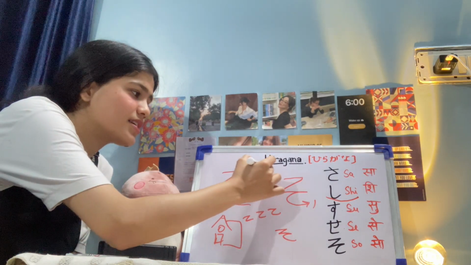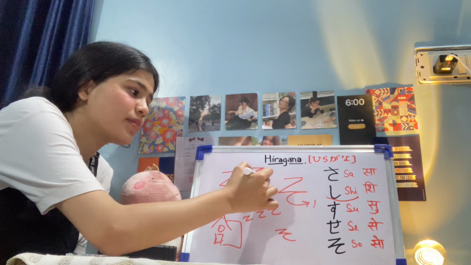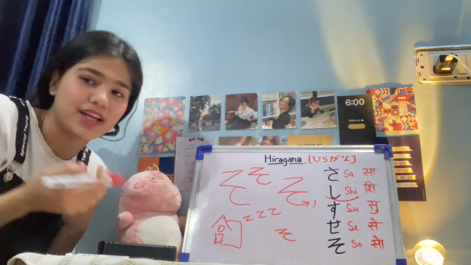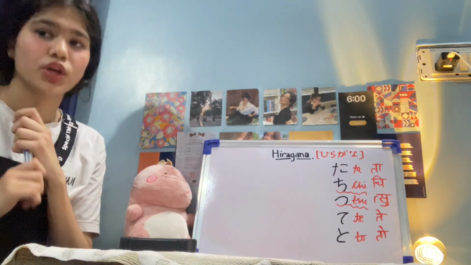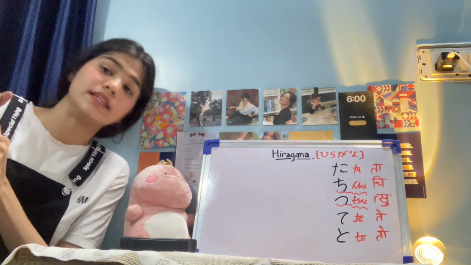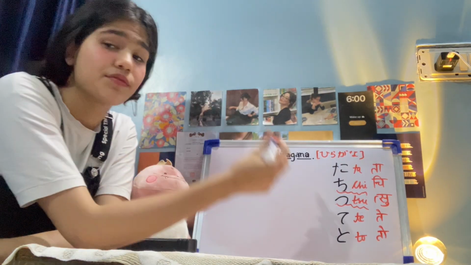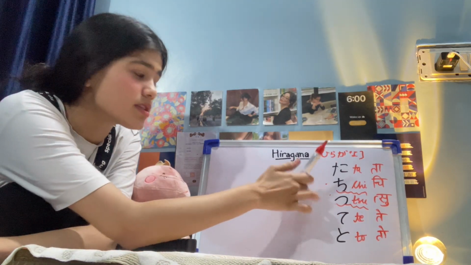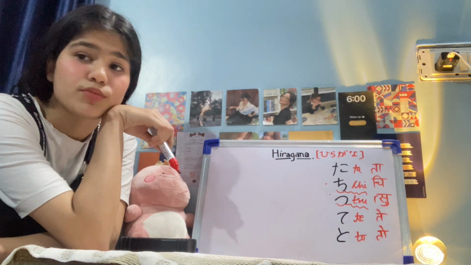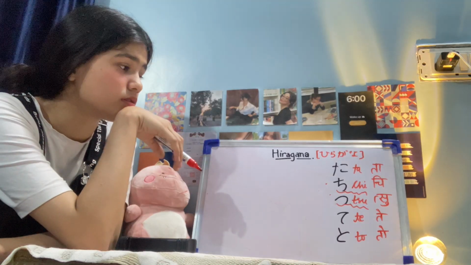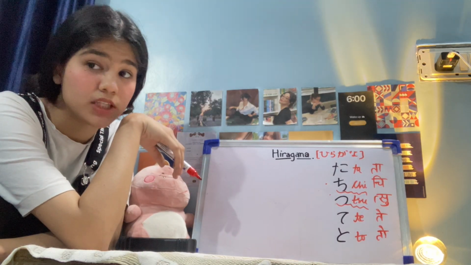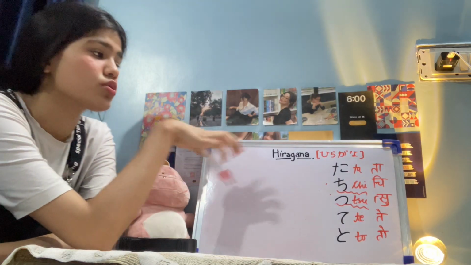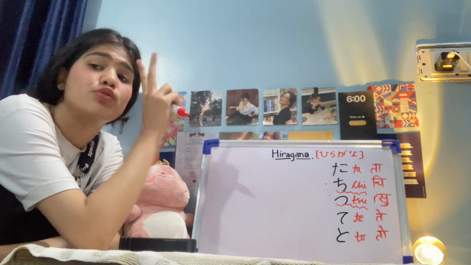So just like Z, someone is sleeping, and half over C, so like so whatever. Okay, so next one we have the T line. So we have ta, chi, tsu, te, to, and these two are the exceptions. It was supposed to be ta, ti, tu, te, to, but it's chi and tsu. So in the T line we have two exceptions.